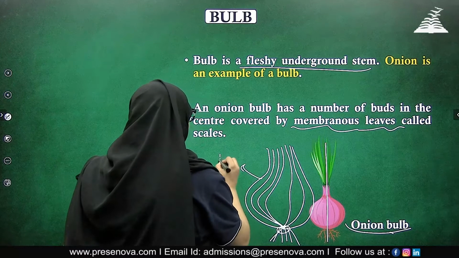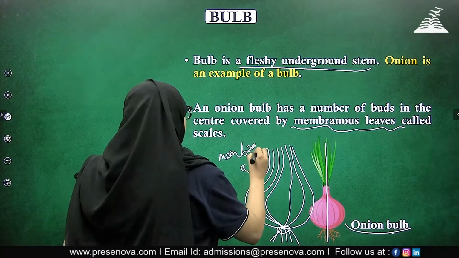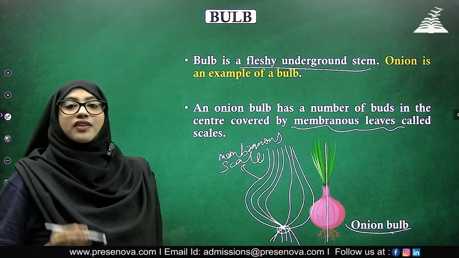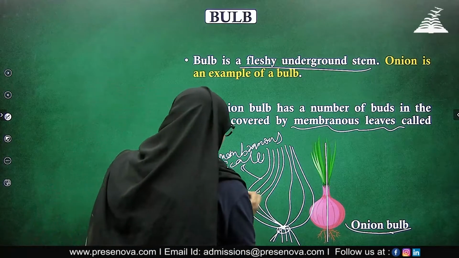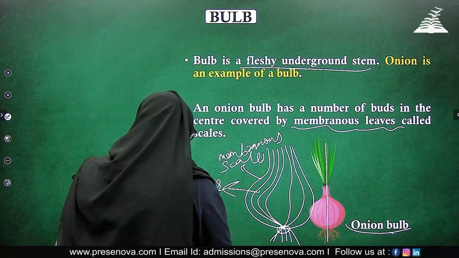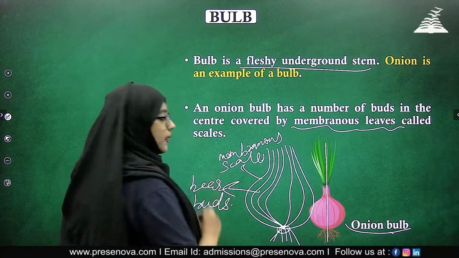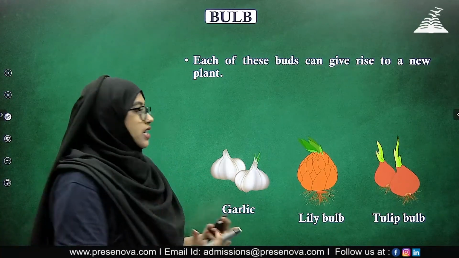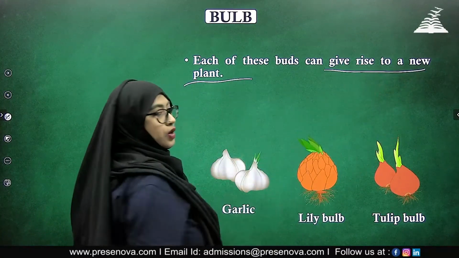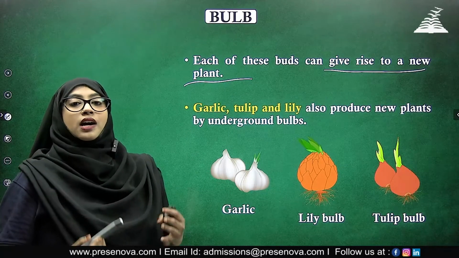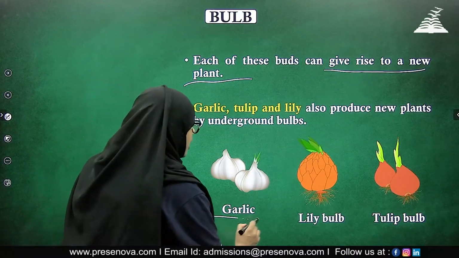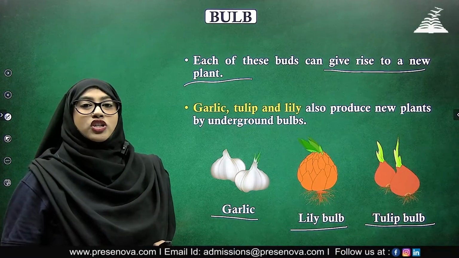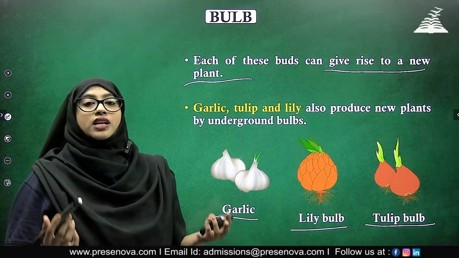So these are the membranous scales present in the onion bulb. So these bear buds inside them, and then these buds present in between the scales of the onion give rise to a new plant. So a few more examples for the bulb kind of underground stem are garlic, lily bulb and tulip bulb. So these are the examples by which an underground bulb can produce a new plant.